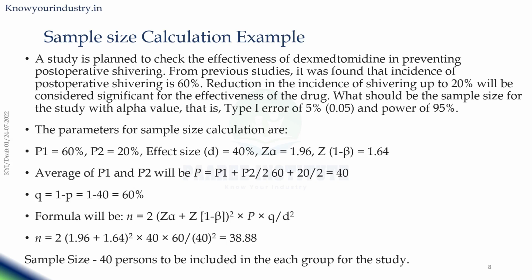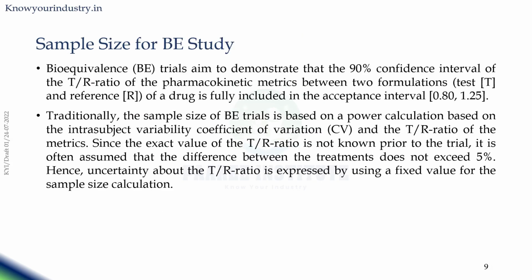So here the parameters for the sample size calculation are given. P1 is 60%, P2 is 20%, effect size is 40%, and Z alpha is 1.96. Z1 minus beta is equal to 1.64. Finally, using this formula, the sample size is calculated to be 40 to be included in each group of the study. So far, we have seen the general aspects and components of the sample size calculation and typically how a sample size is calculated for a clinical study, that is, a clinical trial.